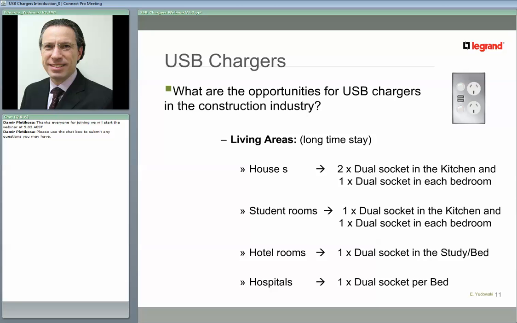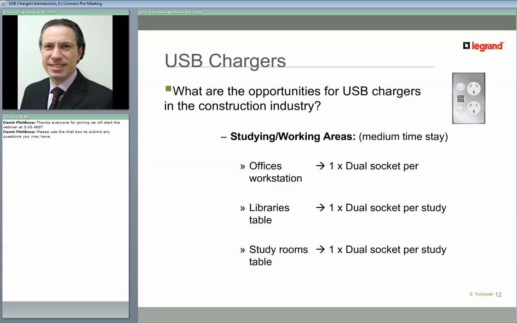If we talk about the starting and working areas, a medium time stay, like offices and workstations, we need at least 1 dual socket per workstation. In libraries, 1 dual socket per study table, and in student rooms 1 dual socket per study table.